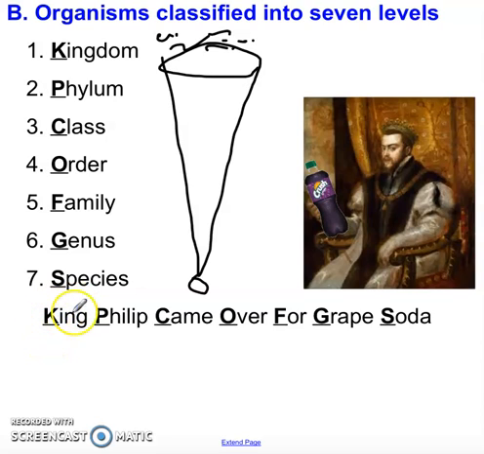Kingdom, K; phylum, P; class, C; order, O; family, F; genus, G; species, S. King Philip came over for grape soda. Kingdom, phylum, class, order, family, genus, species. You're going to need to know these in order for a test at the end of this chapter.